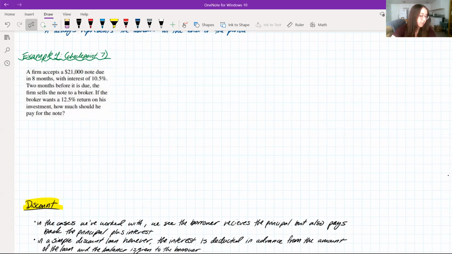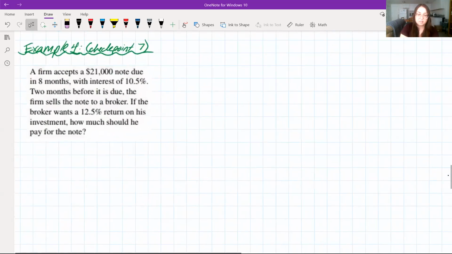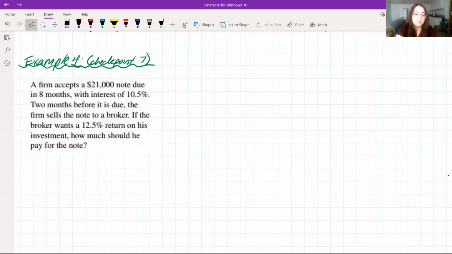So, first thing we want to do is find the future value of our loan. Since we know that our loan is due in 8 months at a certain amount of interest, we want to find how much it's going to be worth at the end of that time. So we need to find that future value first before we can go back and find our present value. If we want to find our future value, we know that equation is just going to be A is equal to P times 1 plus RT.